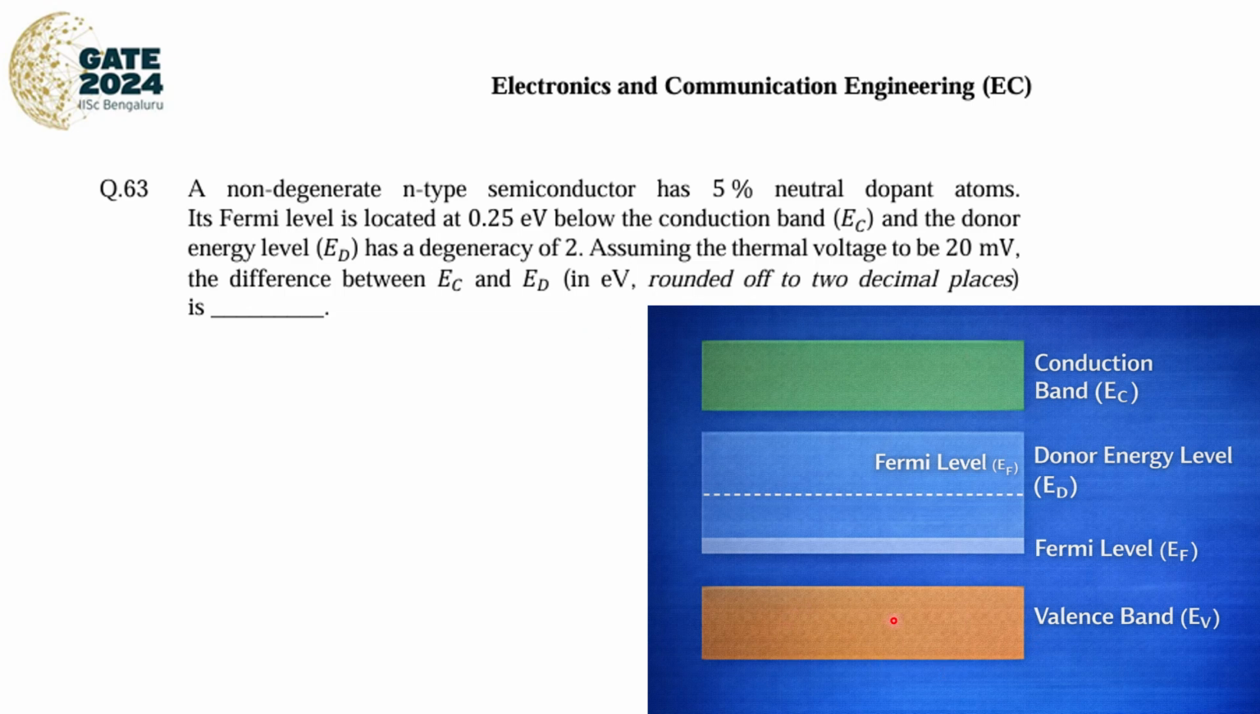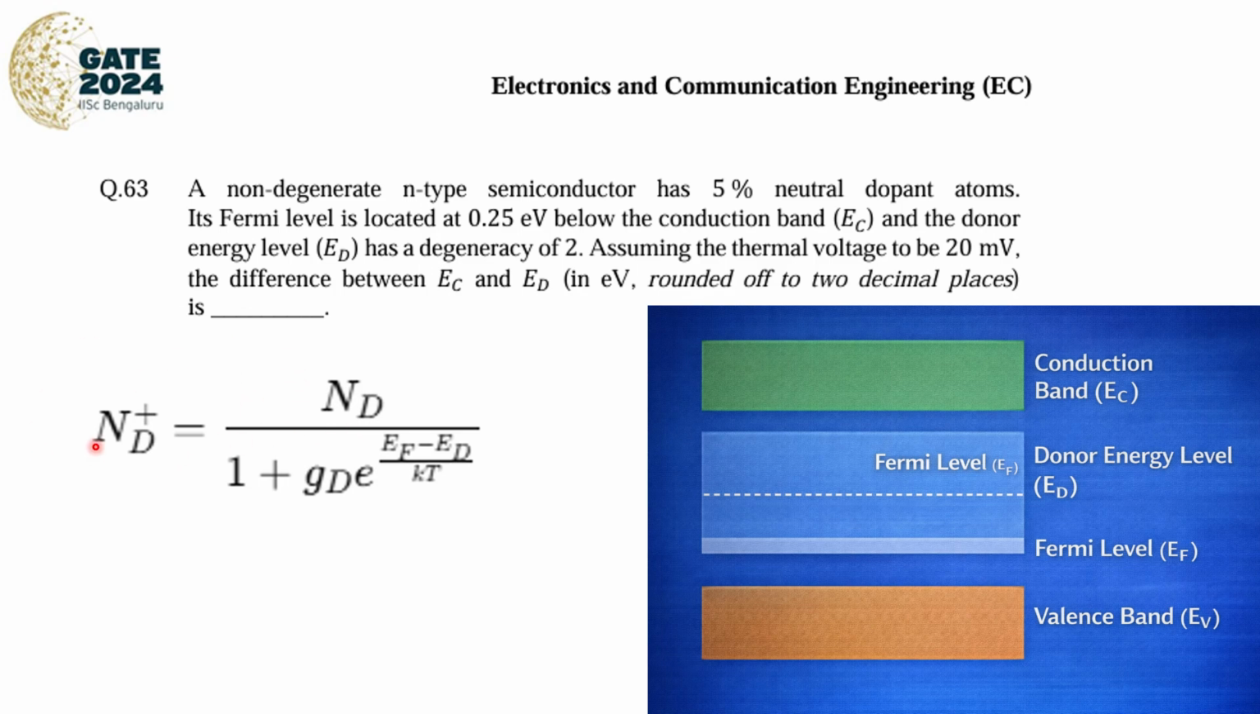So this is your valence band, your Fermi energy level. So the donor energy level will increase. Why is it increased? Because this is your n-type semiconductor, but definitely it will not touch the conduction band, right? So we have to find the energy difference between the conduction band and your donor energy level. Other things are given, so this is your question. So how can we find it out?